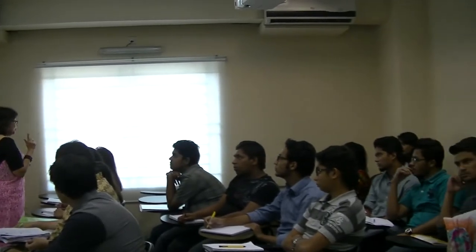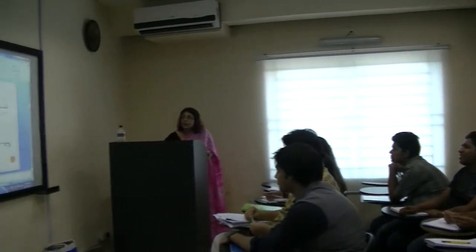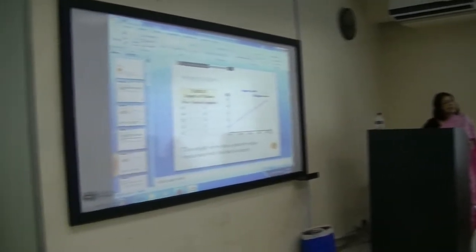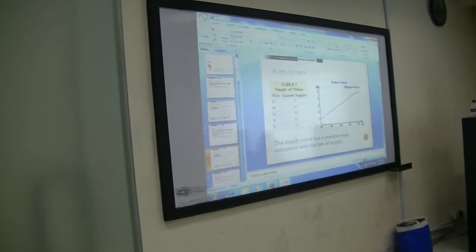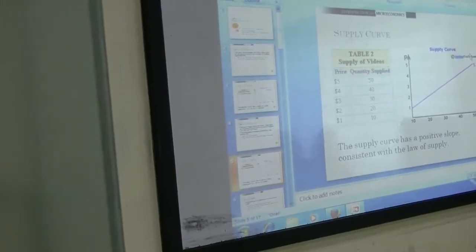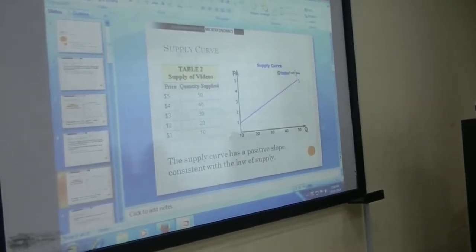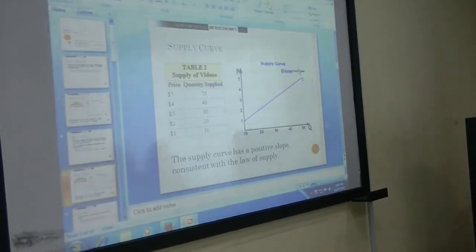I may get boring. When I'm getting boring, stop me. So the supply curve is upward rising, simply indicative of what they would like to do. This is not what is being supplied. Actual supply will be determined based on the demand curve in this picture. We don't have it here.